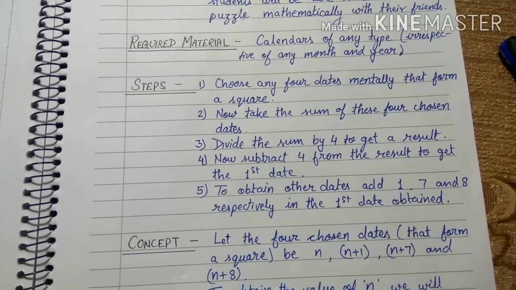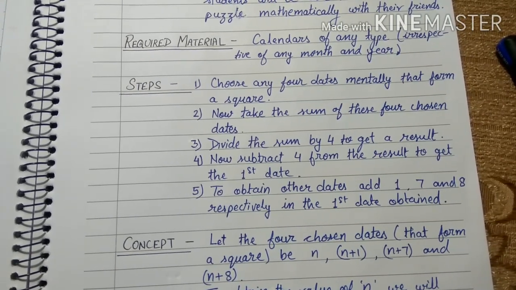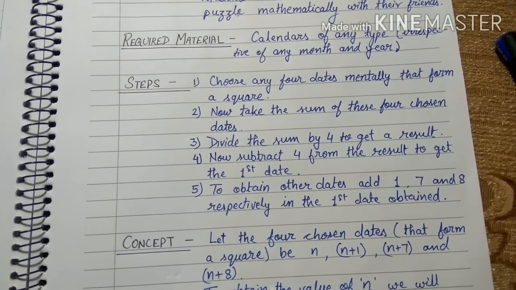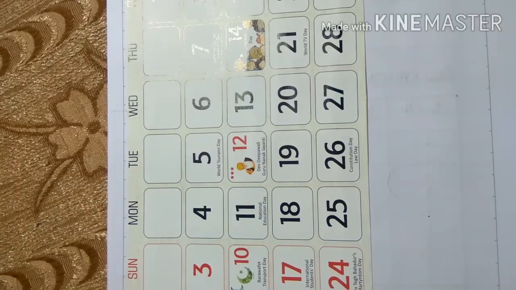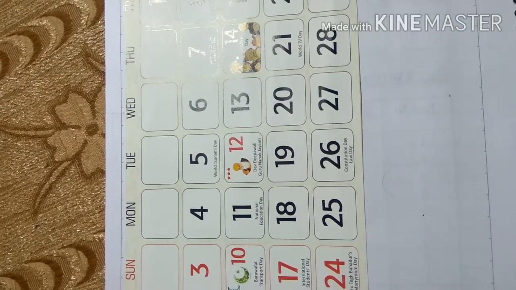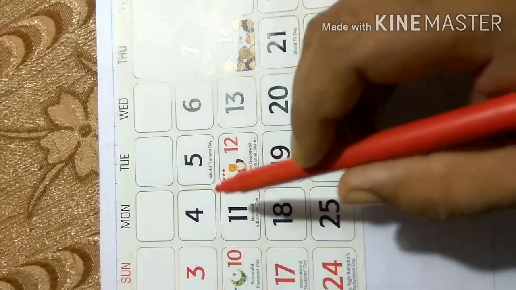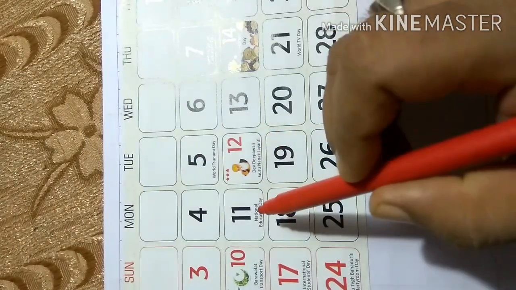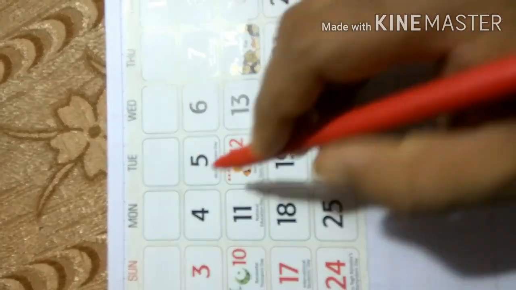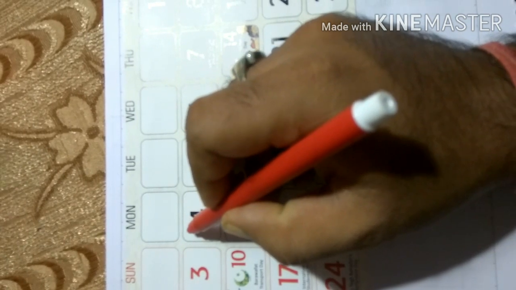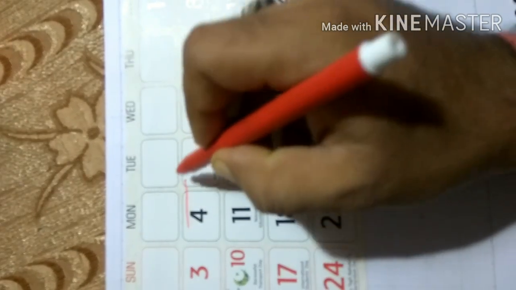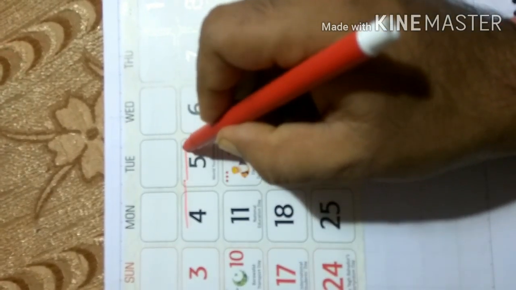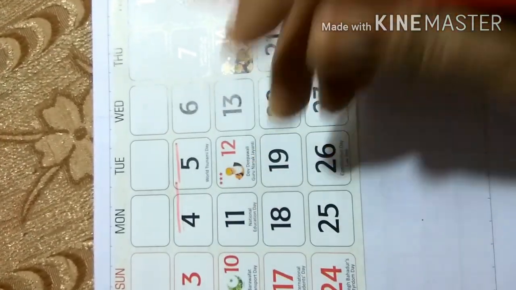So the first one is you have to choose any four dates mentally that form a square. Suppose I have taken these four dates, that is 4, 5, 12 and 11, that forms a square. Okay, like this way I have circled it, right?